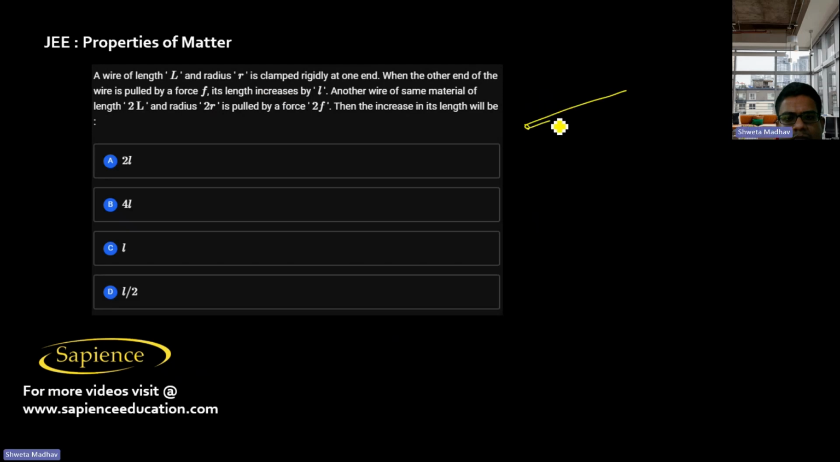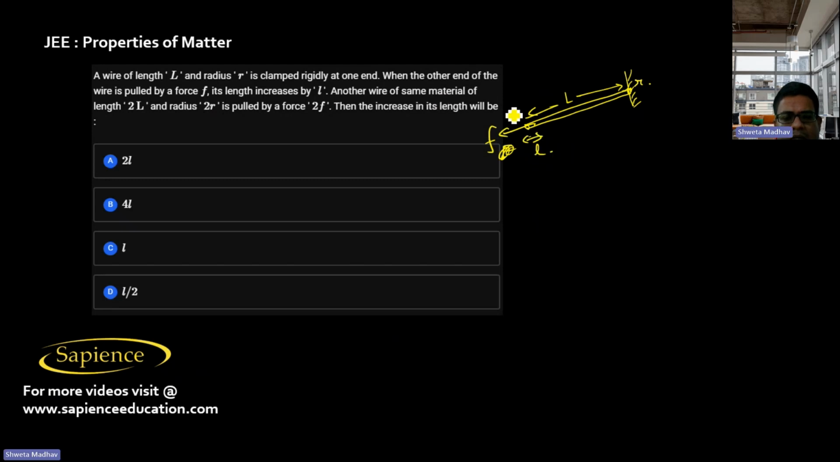A wire is there, having length L and radius r. It is clamped rigidly at one end, and the other end of the wire is being pulled by a force small f. The length increases by small l.